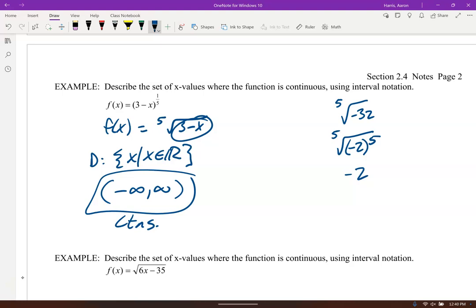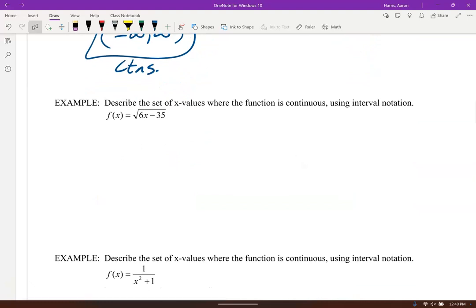Whereas the square root, the one down below there, that's square root of 6x minus 35. Well, this is the second root. This is an even root. Can we take a square root of a negative number? No, because, right, the square root of negative 9 equals negative 3? No, that doesn't work because negative 9 does not equal negative 3 squared, right? That doesn't work technically. So, in other words, this stuff has to be greater than or equal to 0, right? That's your domain on this, and that's also where this thing is continuous, right?